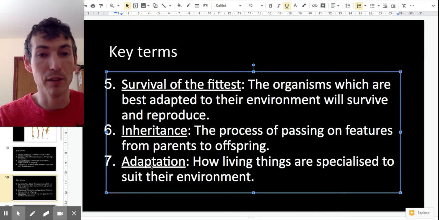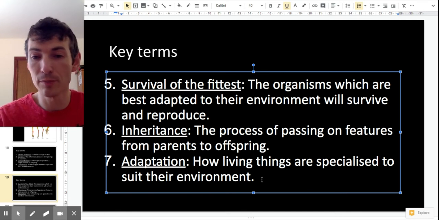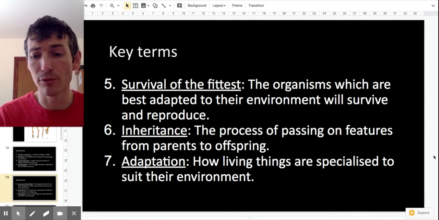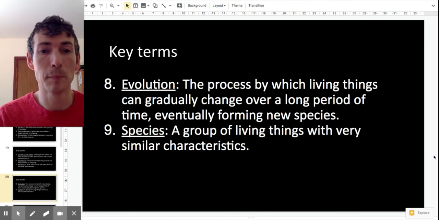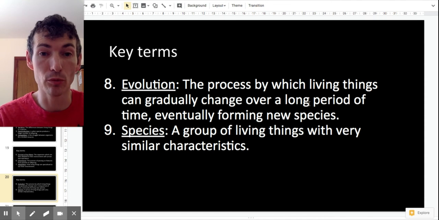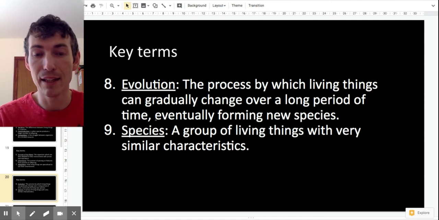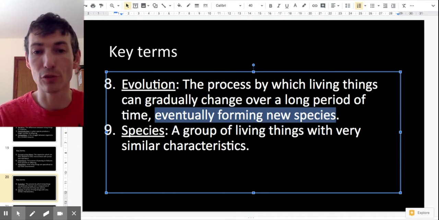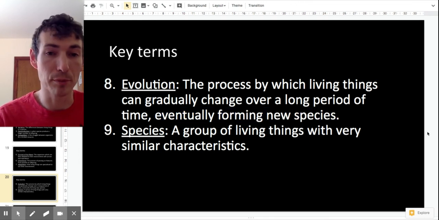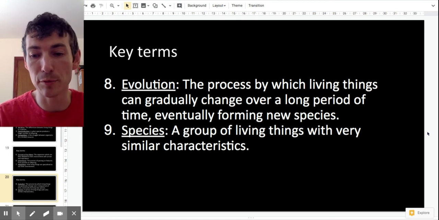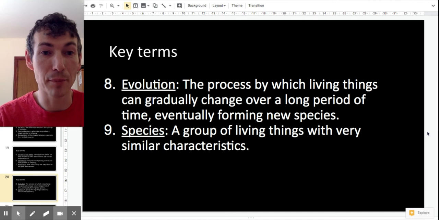Adaptation, how living things are specialized to suit their environment. So that could be, for example, teeth. Teeth are an excellent adaptation for eating food. Evolution is the process by which living things can gradually change over a long period of time, eventually forming new species. And then finally, a species is a group of living things with very similar characteristics. So beetles are a great example. There are loads of different types of beetles, and many different species as well.